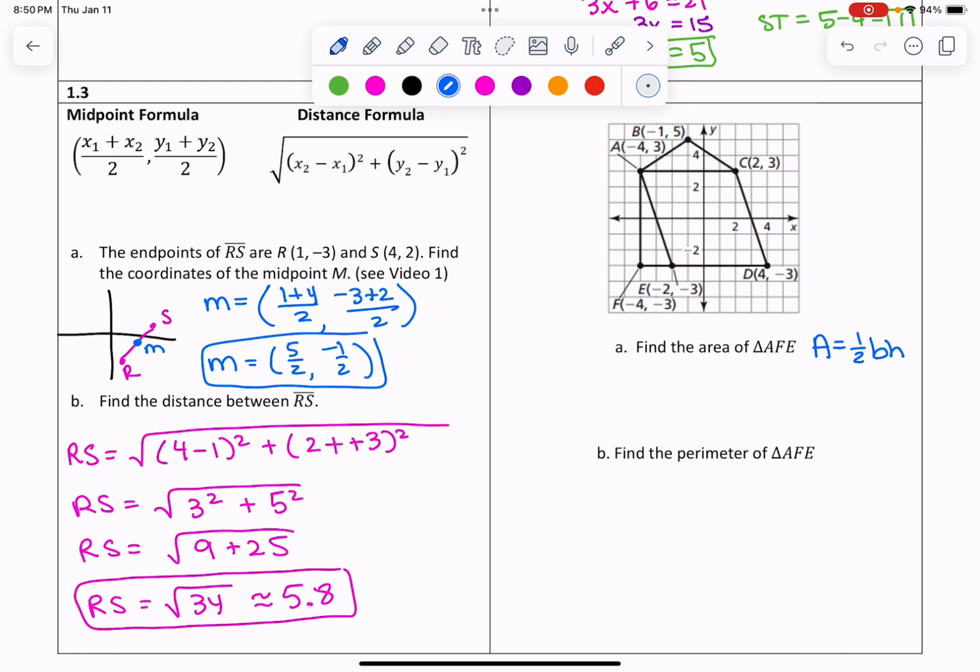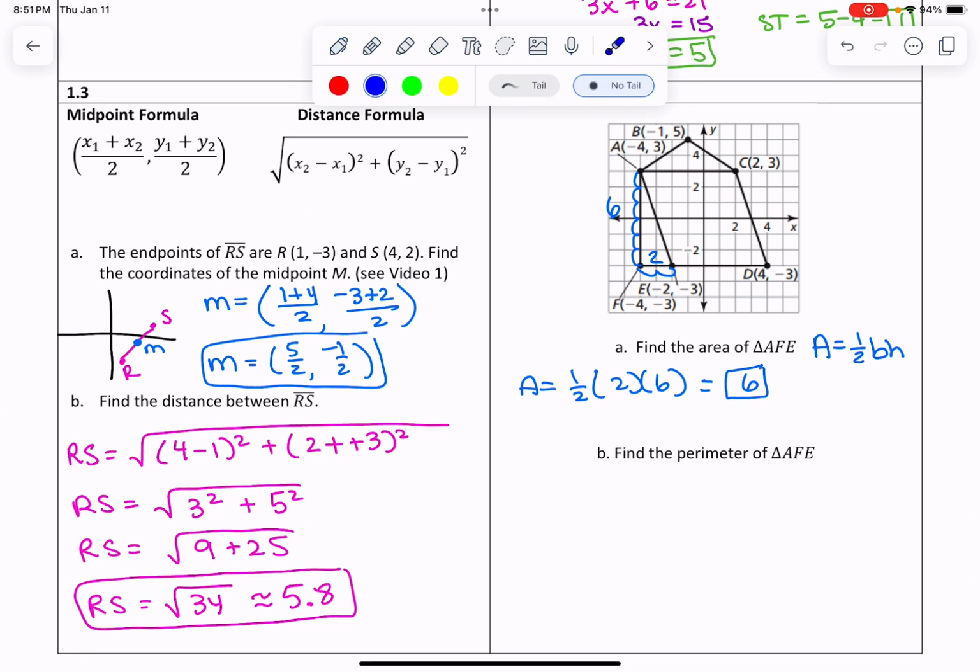And so if I count the number of spaces from A to F, we've got 1, 2, 3, 4, 5, 6. So it has a length of 6. And from F to E, 1, 2. So now I can find my area is equal to 1/2 my base of 2 times my height of 6. And 1/2 times 2 times 6 is 6.